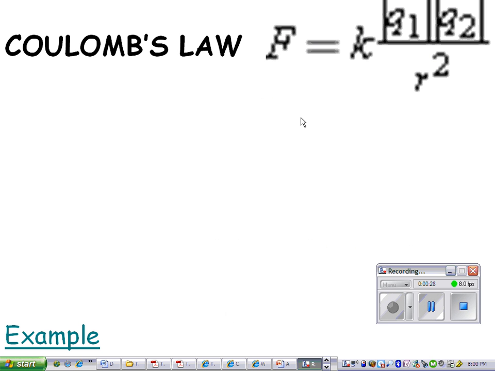Coulomb's law is the following equation. It's F, the force between the two charges, equals k, the electrostatic constant, times |Q1| times |Q2|, and those absolute value signs make it so that the force is positive, divided by r squared, and r is the distance between the two charges.